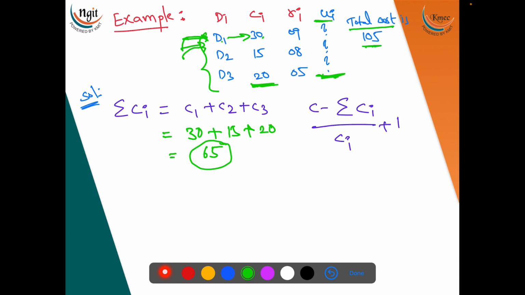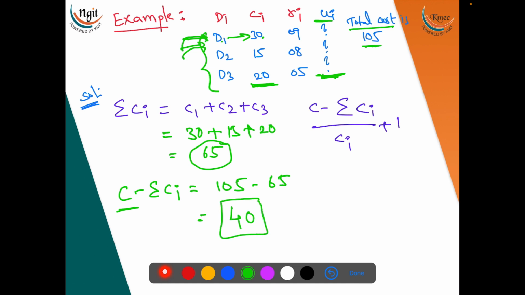Now this formula is C minus the sum of Ci. C is the total cost, which is 105, minus 65, equal to 40. So this is $40, I'm just assuming in the form of dollars. The total cost is 105. Already $65 I have spent for these devices to produce good reliability. I'm buying multiple copies of it. So how much amount do I have? $40. I should spend this $40 to purchase the other devices.